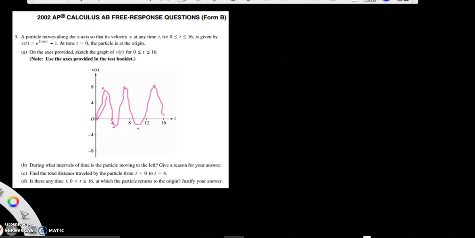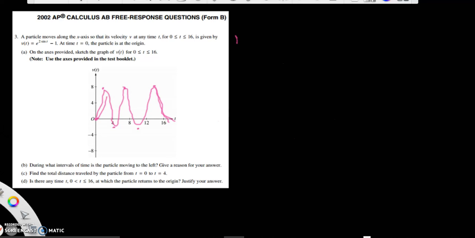And this is what it should look like. Not drawn the best to scale. Okay. So now, part B says, during what intervals of time is the particle moving left? Okay, so the particle is going to move left when it's below the x-axis.